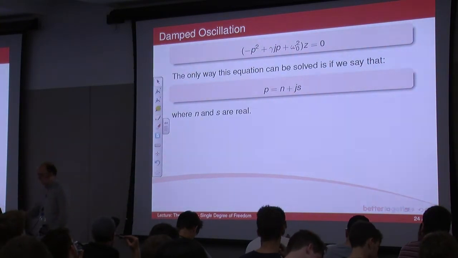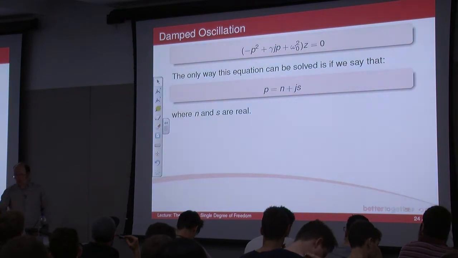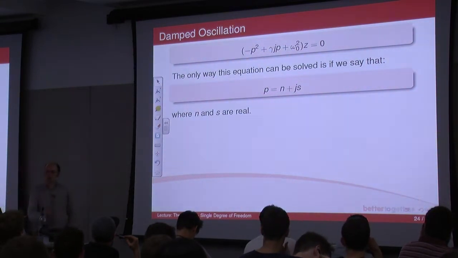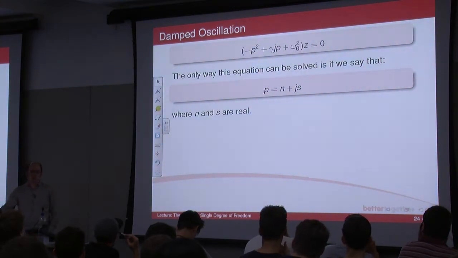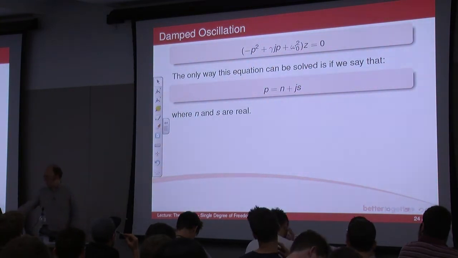For a complex number to be 0, the real bit needs to be 0 and the complex bit needs to be 0. And the thing is, p can't be 0 because that's a frequency. Omega 0 can't be 0 because that's our frequency of oscillation. And gamma can't be 0 because damping is there. So that term can't be 0. Therefore, we've got a solution here that we can't seem to solve. But if you make p a complex number, we can solve it. And so that's what we've done.